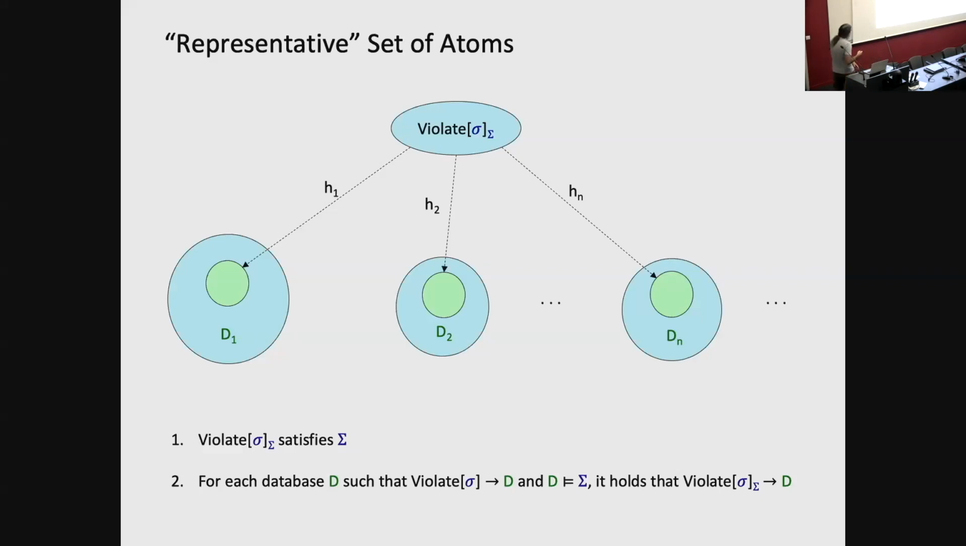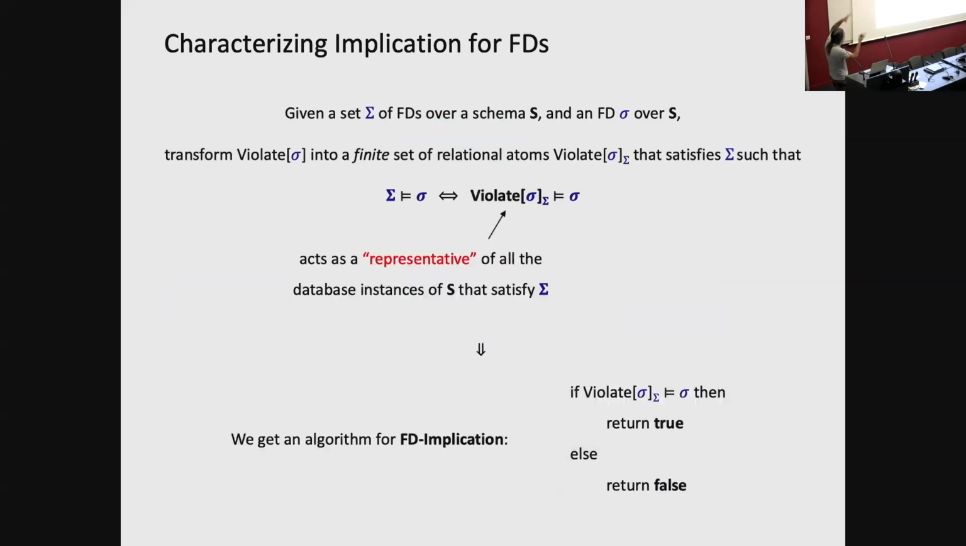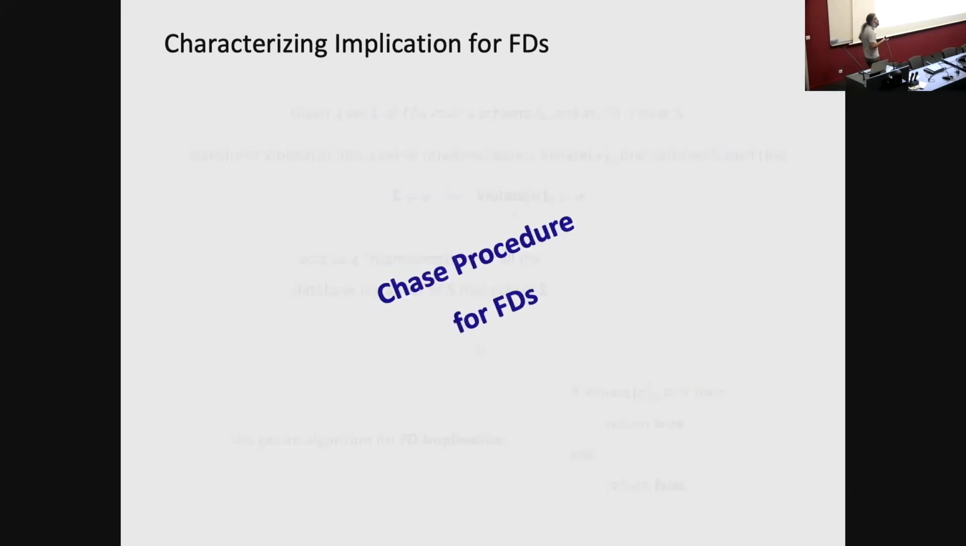Okay. So this was to explain a bit better the notion of representative atom, and we will come back to this in a while once we see how this violates sigma sub sigma is generated, right? So this is the strategy. This is what we want to achieve in order to solve the implication problem. So the big question now is how this transformation is done. That's the big question, okay? And this brings us to our main tool, which has been introduced decades ago precisely for tackling the implication problem, which is the chase procedure.